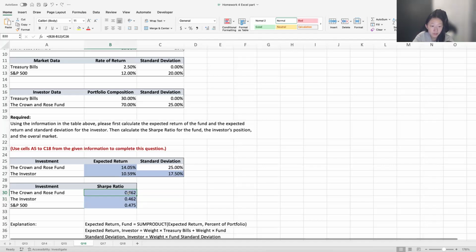So the investor's portfolio or the fund is basically earning 0.4, but the market is able to earn 0.47. So 0.47 is slightly higher than 0.46. That means that for bearing the same amount of risk, the market, the S&P 500, is able to generate a higher return.